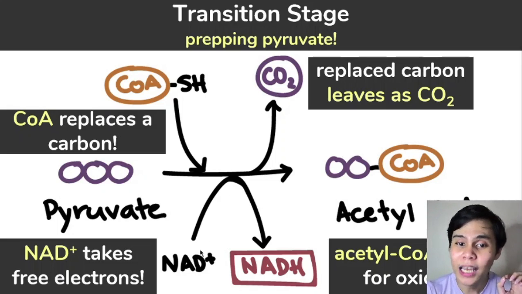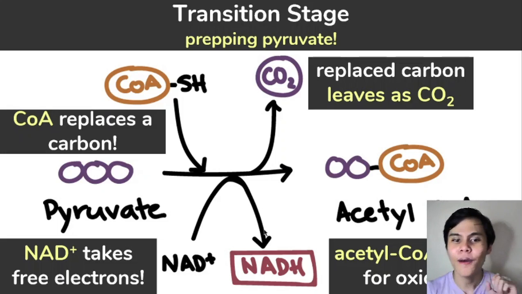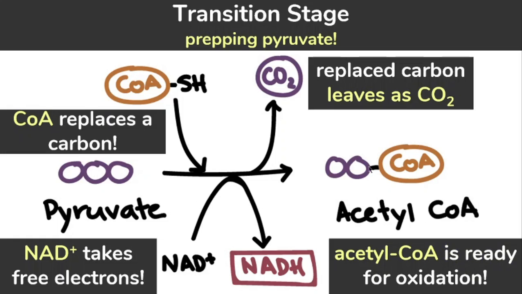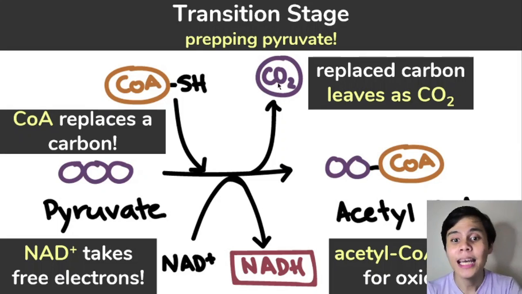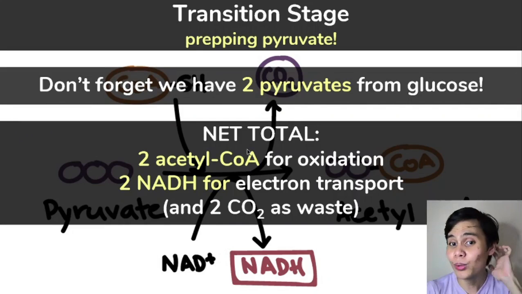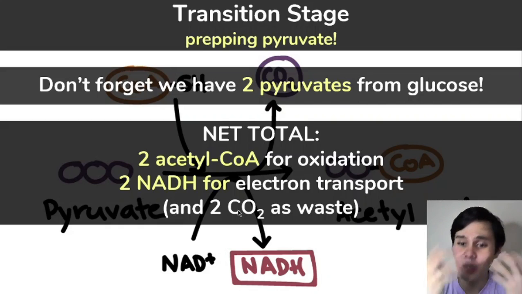Now in the process, there's also some electrons that get taken off while the CO2 is being removed. So NAD plus can be turned into NADH. So the electron transporter takes electrons from the pyruvate. So in the end, what we have is acetyl CoA, waste carbon dioxide, so this is where the carbon dioxide comes from, and NADH. So in total, we have two acetyl CoA, two NADH for electron transport, and two carbon dioxide as waste, just from that one glucose earlier.